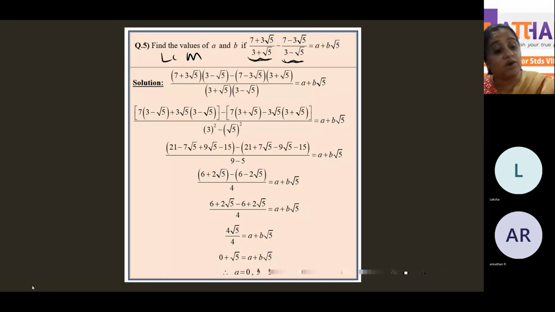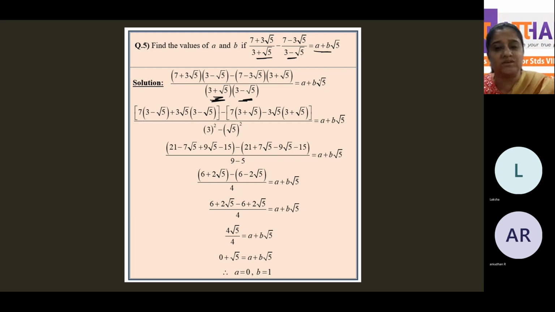Okay. So your question is, if they are not conjugates, what to do? We'll see that. We have questions like that. So the situation now is, if the denominators are conjugates, you can take the LCM like this. So what's the common denominator? The common denominator is 3 plus root 5 into 3 minus root 5.